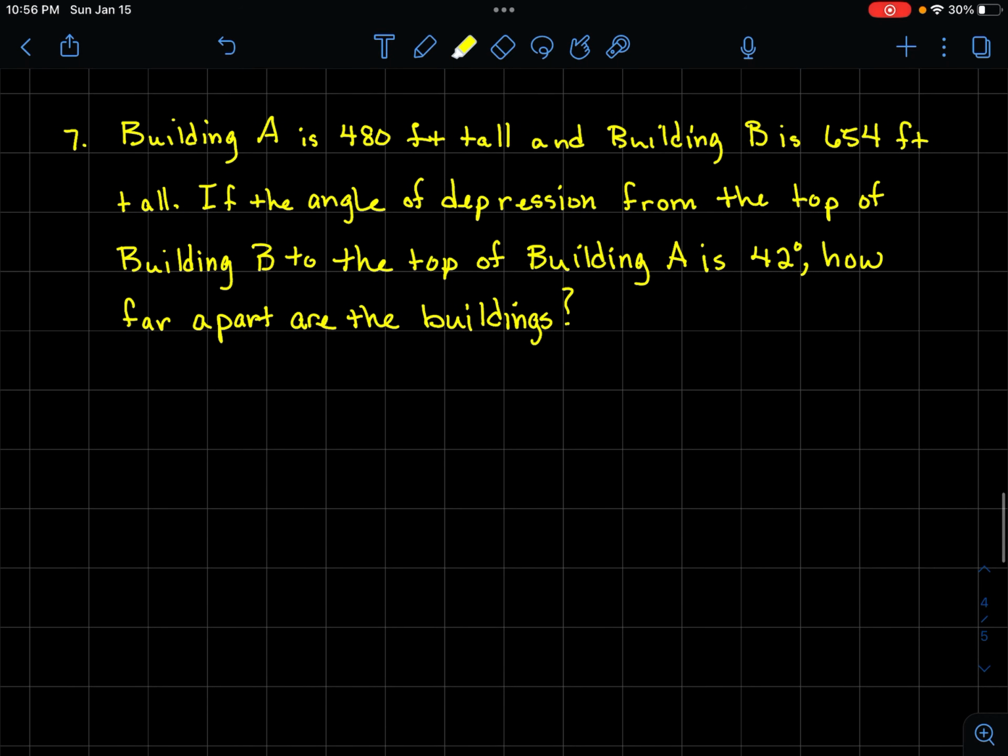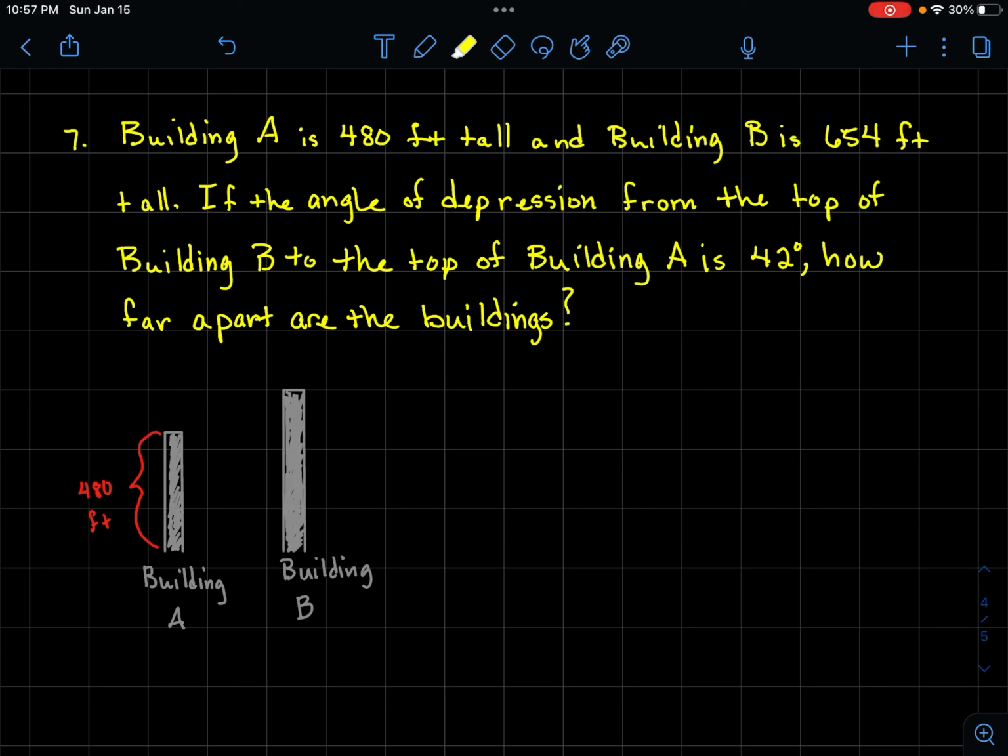Okay, one more example that we're going to look at. We have building A, 480 feet tall. We have building B, 654 feet tall. If the angle of depression formed at the top of building B and the top of building A is 42 degrees, how far apart are those buildings? Well, let's get an illustration of it. Here's building A. We know it's 480 feet. We have building B. We also know that that's 654 feet. We're looking for that distance between the two, the horizontal distance.